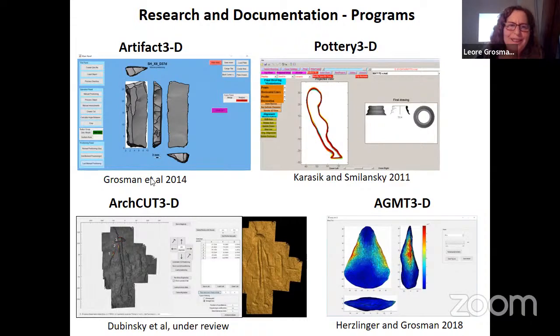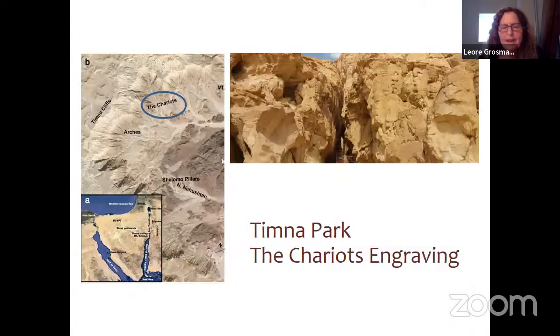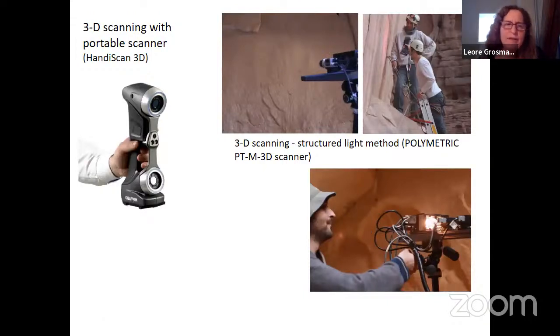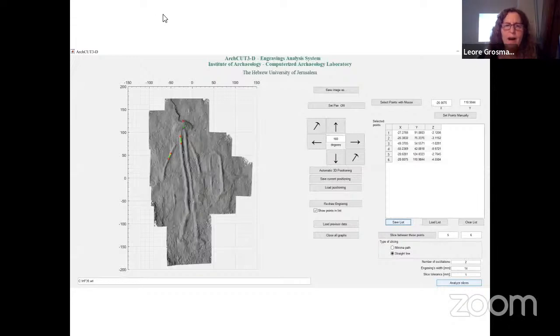Now, after introducing some of the things here in Artifact3D and a bit from AGMT, I wish to show you ArcCut3D. The experiment that we did in order to develop this was done in Timna Park, the southern park in Israel, in the Arava. There the focus was the chariot engraving. We went to Timna Park and scanned several times with our structured light scanners, the HandyScan and Polymetric, and reached several areas in the park which have these engravings. Then we developed in MATLAB the program ArcCut3D.